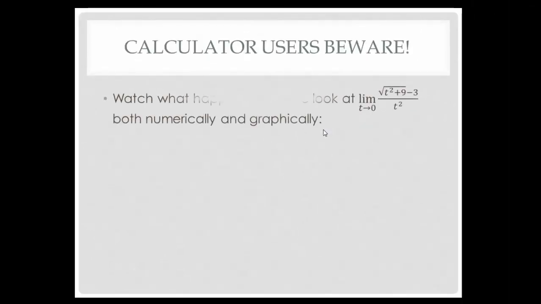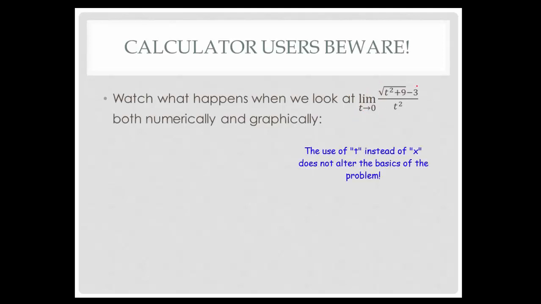Okay. Watch what happens when we look at a different function. This is a new function. We're going to look at the limit as t approaches 0 of the square root of t squared plus 9, minus 3, all divided by t squared. And notice, if you try to plug in 0, it's going to give you a 0 in your denominator. We're going to take a look at this numerically and graphically.